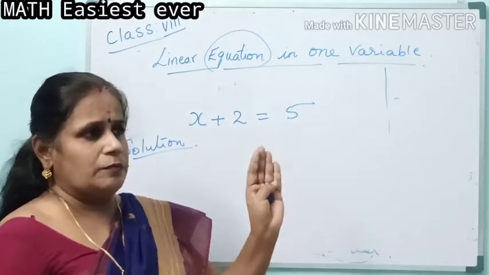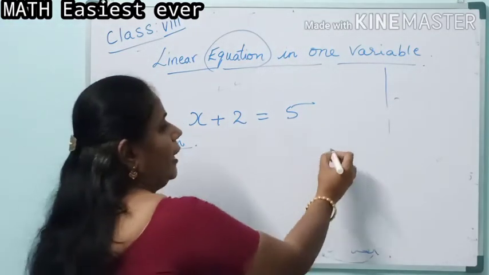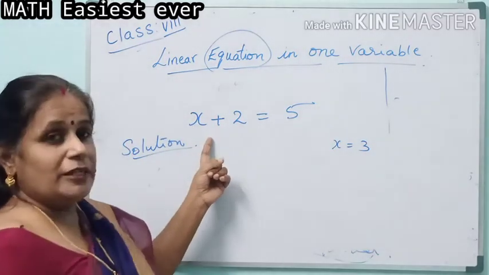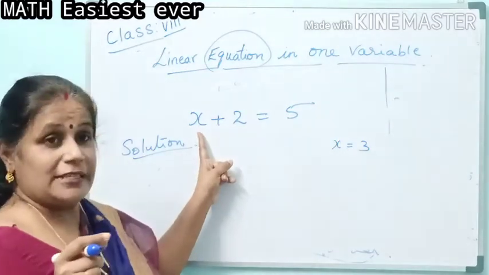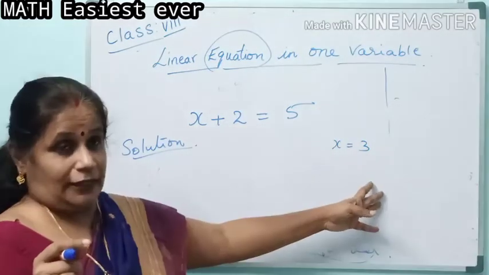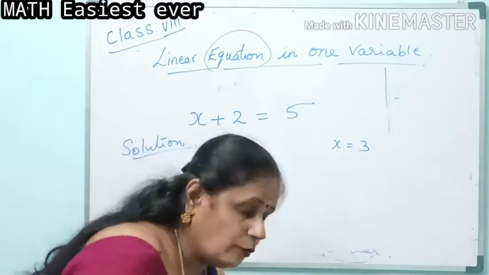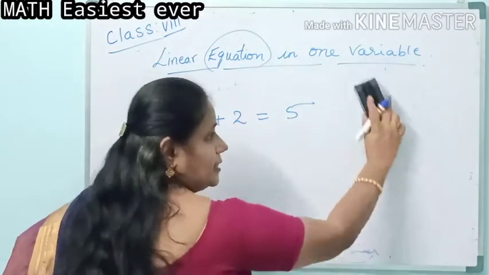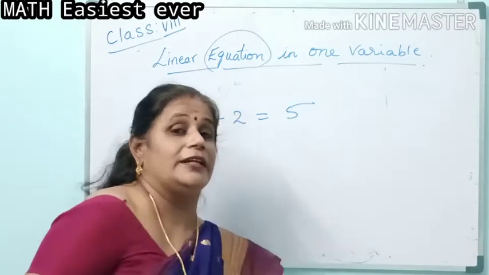Since this is a very small number, you can easily say by seeing that if you give x as 3, solution means you are assigning a value to that particular variable. That variable is x. So if you give x as 3, 3 plus 2 is equal to 5. That is the solution. But every time you cannot do it like this by just seeing it. You have certain methods for that, which you have learned in your 7th standard.